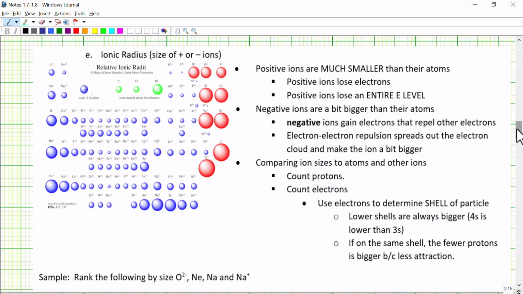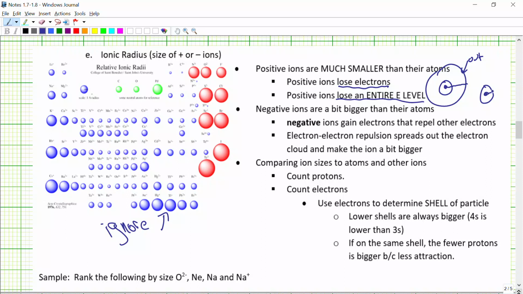Ionic radius, which is the size of the positive or negative ions. I'm going to say ignore this because it's so hard to see what it is. Positive ions are much smaller than their atoms. Positive ions lose electrons. Positive ions lose an energy level. So if I used to be this big and I lose this energy level, I'm now this big. Isn't that a lot smaller? So if my radius used to be 10, now it's 3.